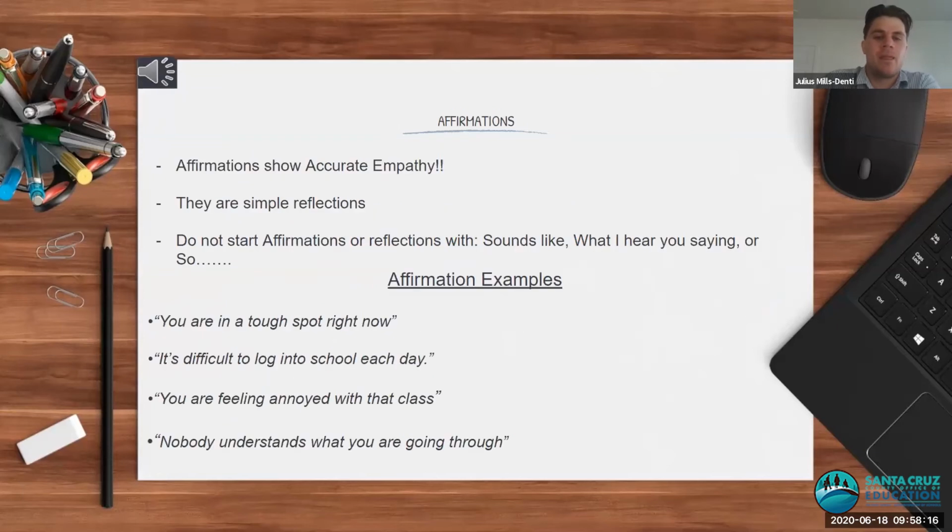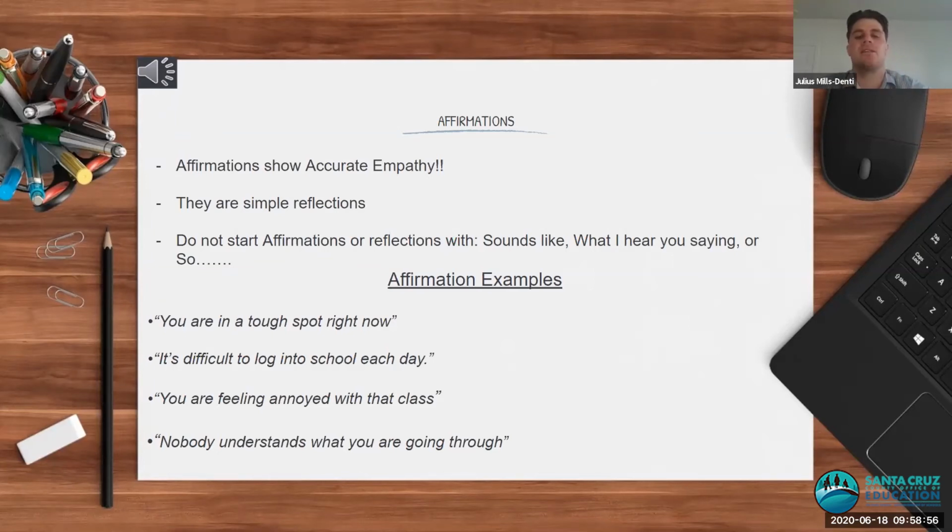Okay, affirmations. We're going to move through this quick. I have one suggestion for affirming people's experience. Affirmations are simple reflections. They show accurate empathy. They are statements that show the speaker that you are hearing what they are feeling. They're powerful. If you affirm a student after they tell you something, they're going to feel something they're not used to feeling when talking with adults: someone who's truly taking the time to be with them in their experience.